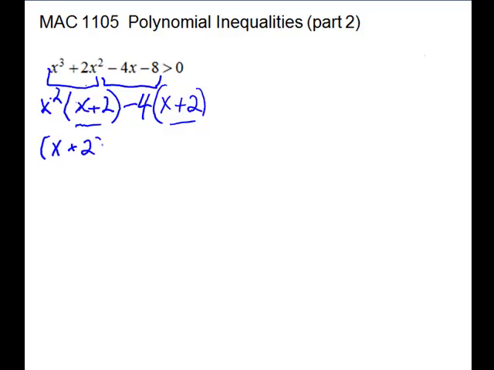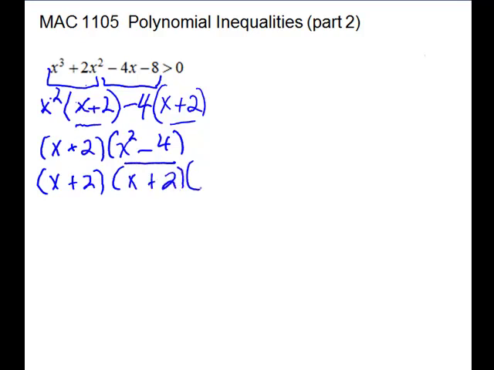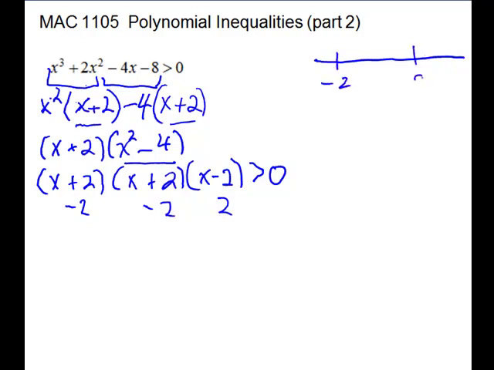X plus 2. And here we have a difference of squares, x squared minus 4. Pick up those pieces, then do your difference of squares. So this gives us negative 2, the same, and positive 2. So we'll show the negative 2 and 2.